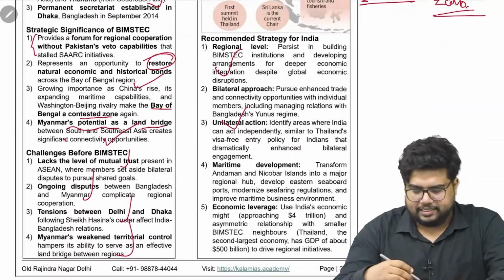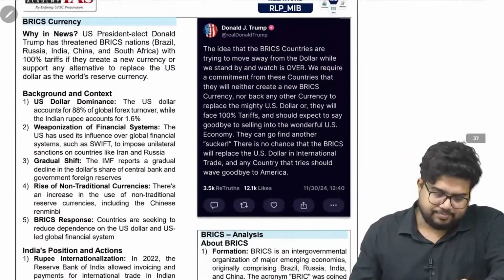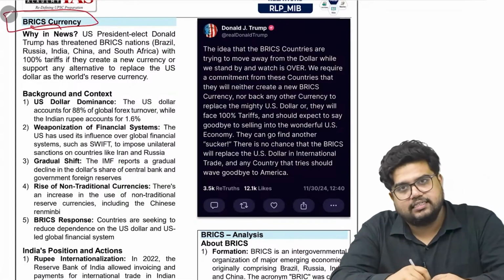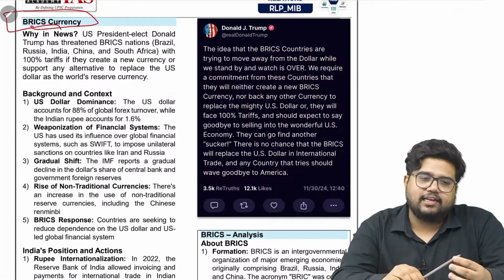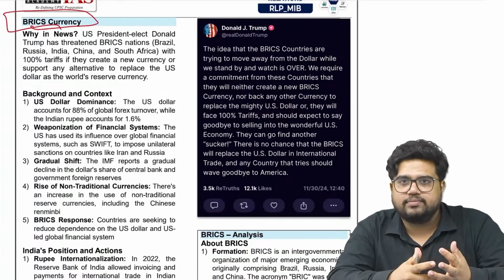Recommendations, you can go through the material. I am not spending too much of my time here. BRICS currency, recently there have been debates on BRICS currency. On one aspect, the context of BRICS currency comes from the Russia-Ukraine war.